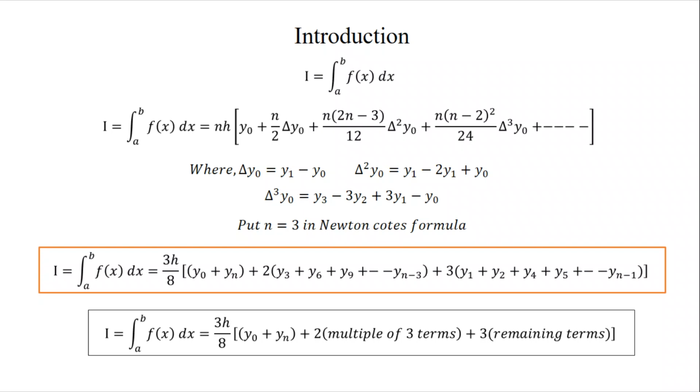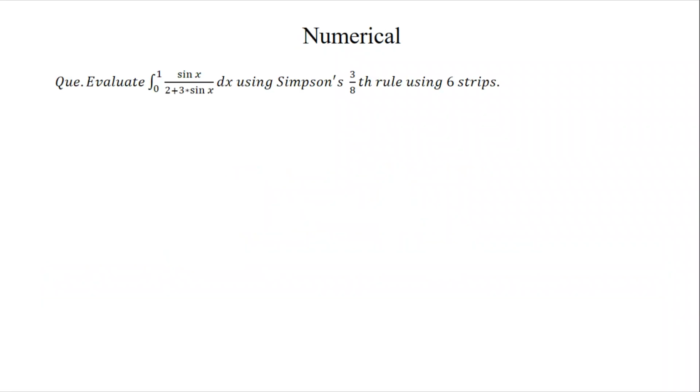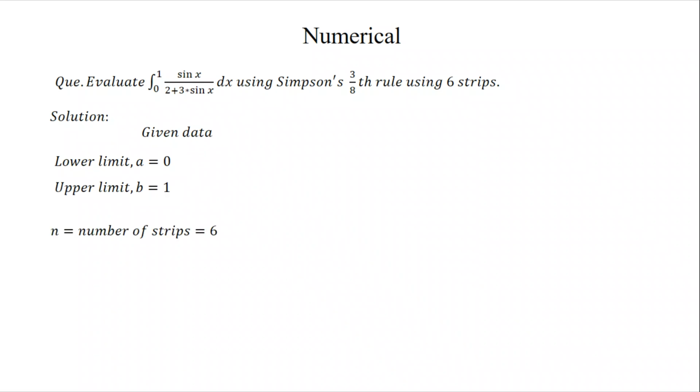Based on this concept we will see one numerical. The numerical statement is: evaluate integral from 0 to 1 of sin x upon 2 plus 3 sin x dx using the Simpson's 3/8 rule with 6 strips. Here one function is given and the integration limits 0 to 1 are given, and the number of strips is 6. Solution: given data, lower limit a is equal to 0, upper limit b is equal to 1, number of strips n is 6.